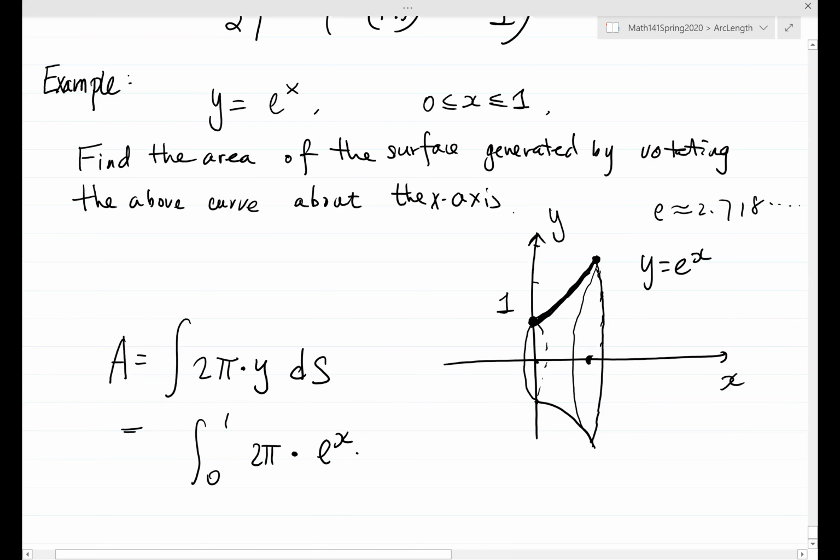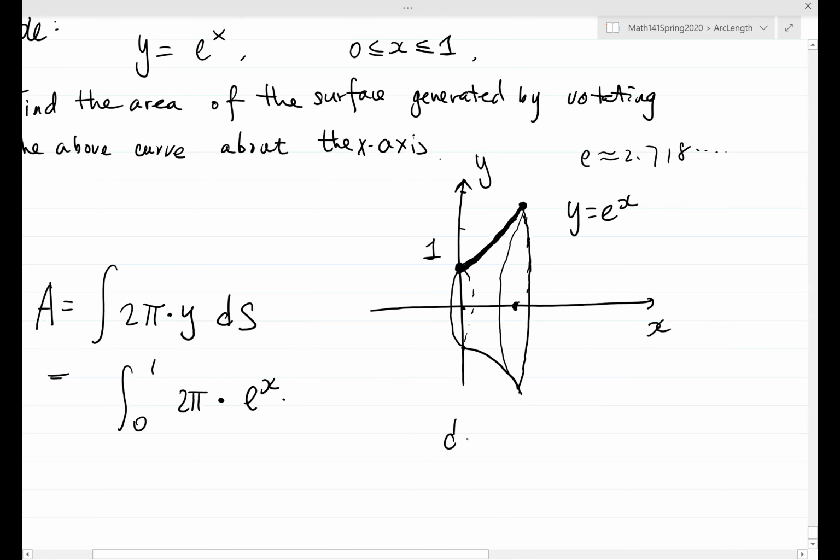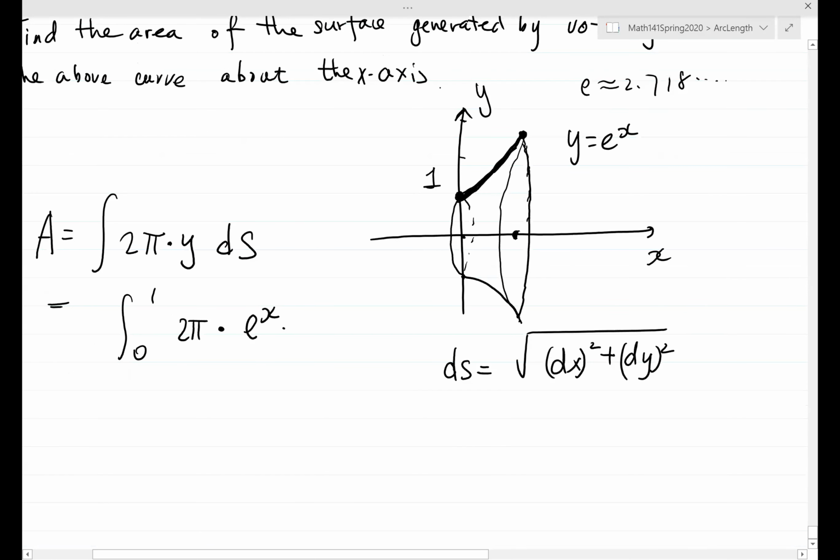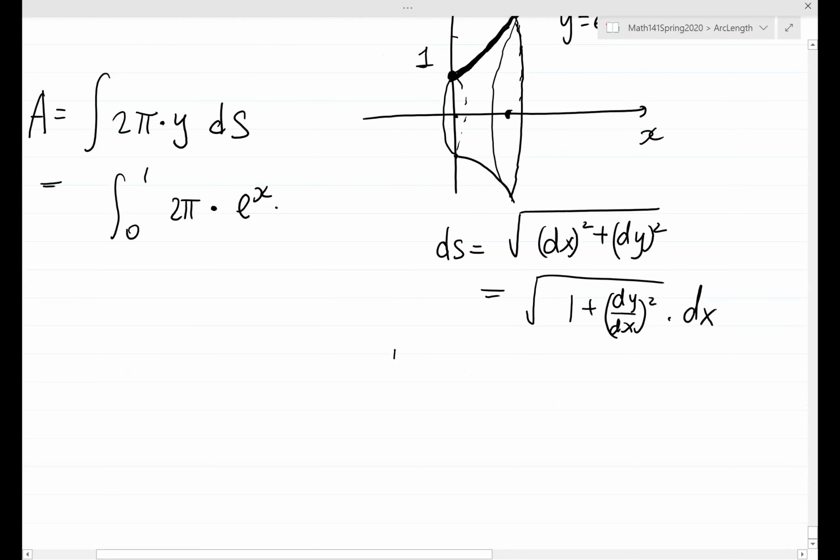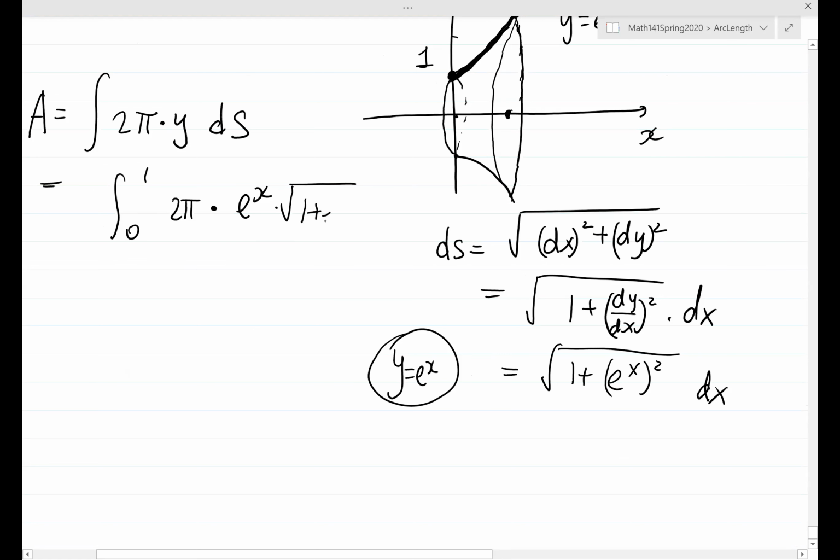Now we need to find ds. ds is the square root of dx squared plus dy squared. If you factor out dx, this is the square root of 1 plus (dy over dx) squared, times dx. Since y is e to the x, dy over dx is e to the x, so this will be the square root of 1 plus e to the 2x, dx.